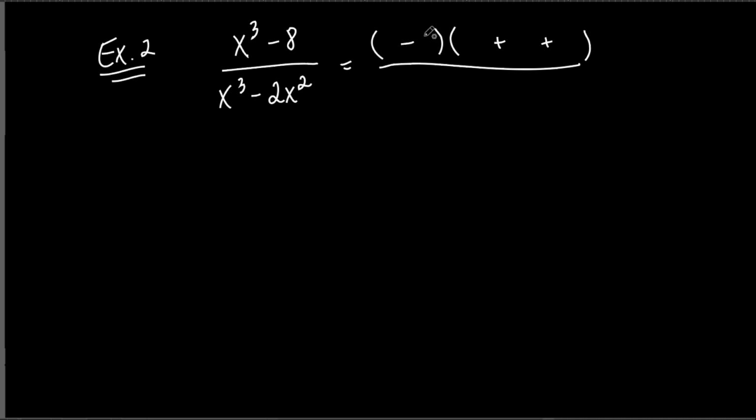Remember what goes here? A and B. So what's my A in this situation? What's being cubed? X. So I put that there. What's the B? What's being cubed to give you an 8? 2, right? 2 cubed. So what goes right here? A 2. Not an 8, but a 2. Because you put what's being cubed here. Make sense?